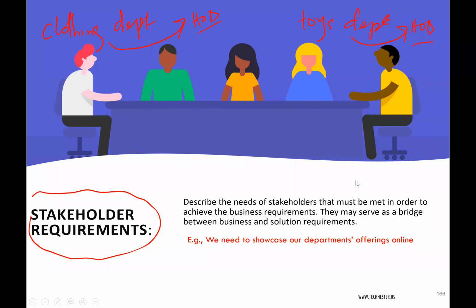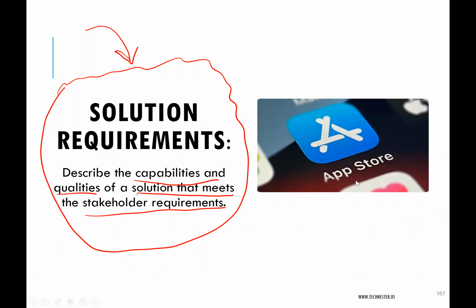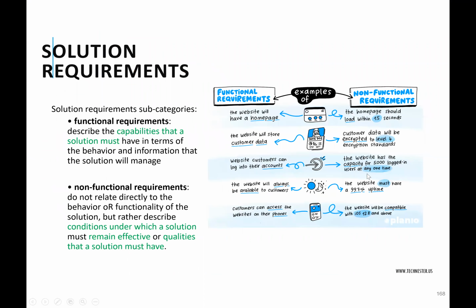Okay. So solution requirements, two types: functional and non-functional. The functional requirements of a solution describe the capabilities that the solution must have. So what the solution should do, essentially. That's what your functional requirement is describing: capabilities that the solution must have in terms of its behavior and information that the solution will manage. So what the solution should do.